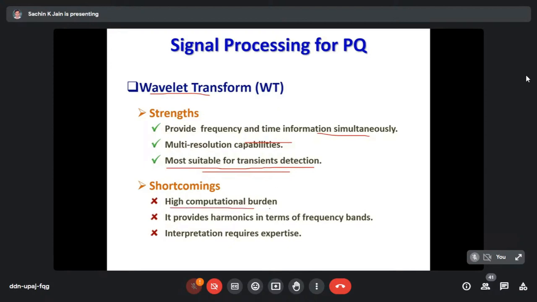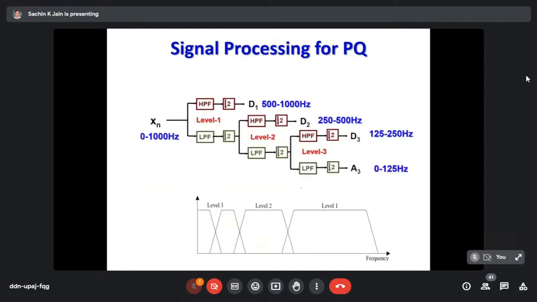But it has very high computational burden as compared to Fourier transform. It provides harmonics in terms of frequency bands. So it is not very good for Fourier harmonic analysis, and interpretation requires expertise, means it is not direct results. You need some expertise for interpretation of the results of wavelet transform. This is the wavelet packet transform. It is based on wavelet transform, but specifically for Fourier harmonic analysis, you can use it in different frequency bands. So it is realized using high pass and combination of high pass and low pass filters. So in that way, its synthesis is easy.